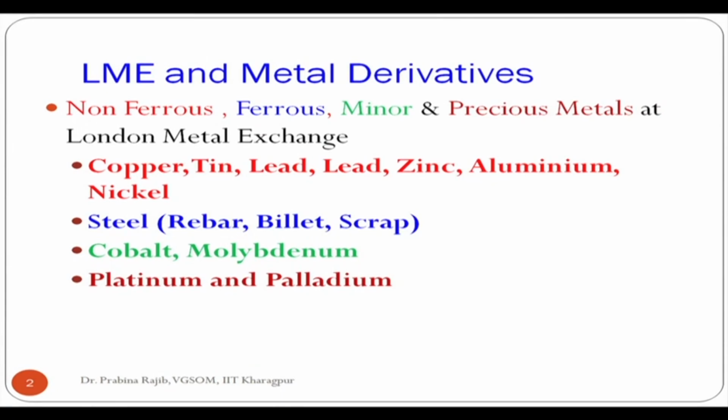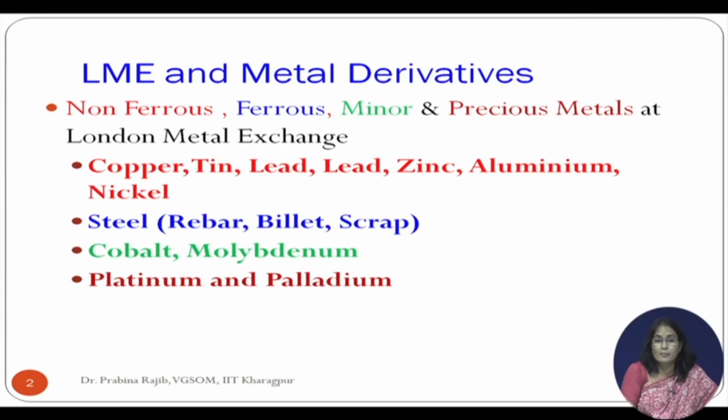A wide gamut of derivative contracts on different base metals, that is non-ferrous, ferrous, minor and precious metals, trade at London Metal Exchange. As you can see, from the non-ferrous category you have copper, tin, lead, zinc, aluminium, nickel, etc. From the ferrous metal category you have steel, and within steel, rebar, steel billets and steel scrap also trade. From the minor metal category you have cobalt and molybdenum, and from the precious metal category, platinum and palladium contracts trade.